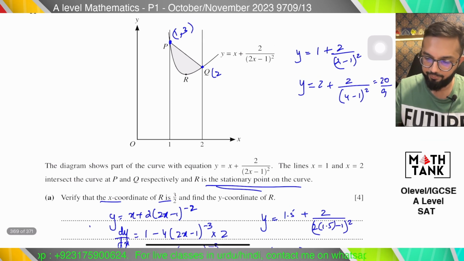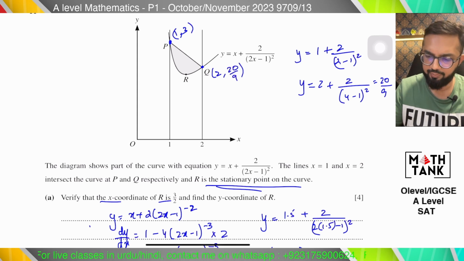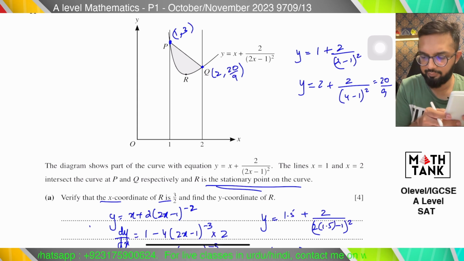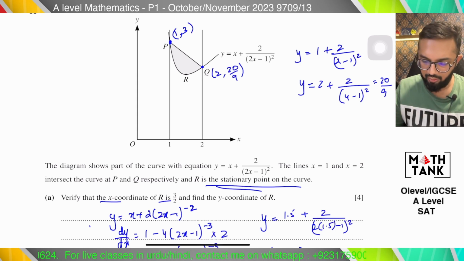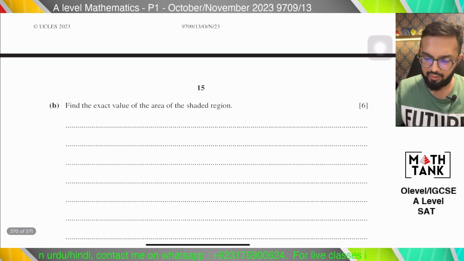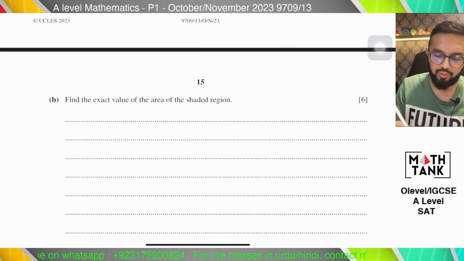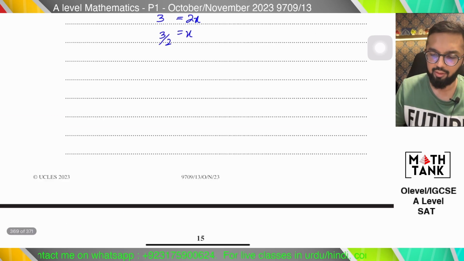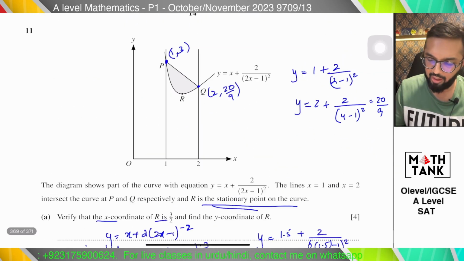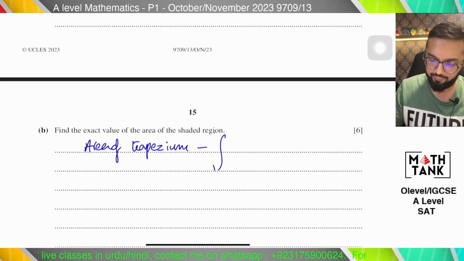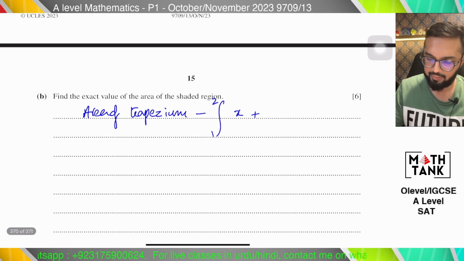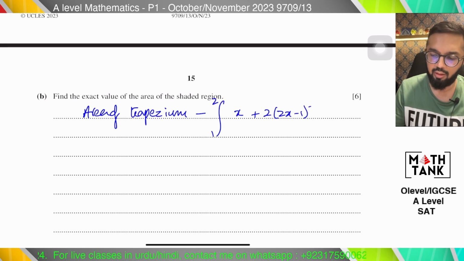Okay, so first I find out the equation of the line, or let's do the area of the trapezium. The area of the trapezium, I think, is going to be easier to do rather than constructing the equation of the line, minus the integral of the curve from 1 to 2. Okay, what's the curve? x plus 2 over (2x minus 1) whole squared. So (2x minus 1) power minus 2.